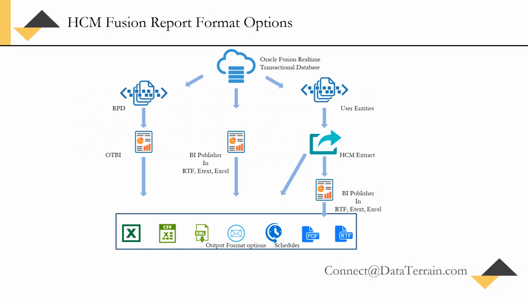And on the right side, let us call it HCM Extract. User defined tables have already been created by Oracle. Using those user entities, we can create an attribute and we can create a report with the use of BIP. Directly you can download the XML and you can take the XML to Excel to view the data. So this is the basic workflow of the HCM reporting tools.